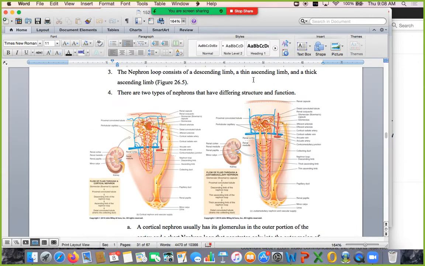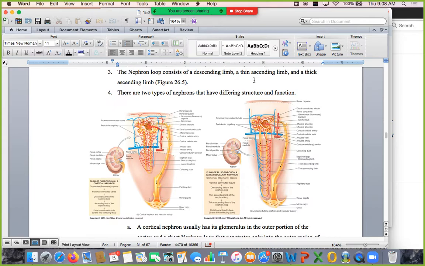All right, so the nephron has multiple regions, including the proximal convoluted tubule, the nephron loop, and the distal convoluted tubule. And the nephron loop itself has, again, the descending limb, the ascending limb, and then a thicker ascending limb. So we have two different sections, a thin ascending limb and a thick ascending limb. And we have two different types of nephrons. We have a shorter loop and a much deeper loop.